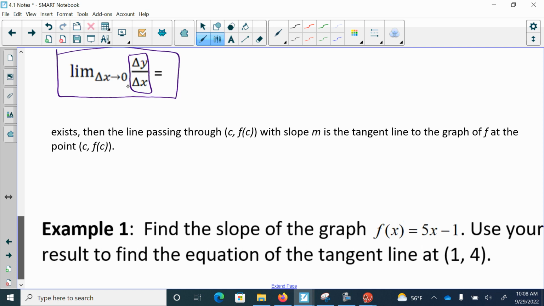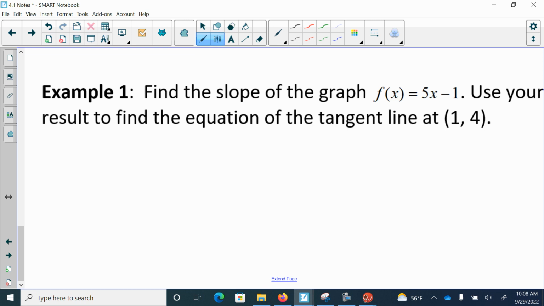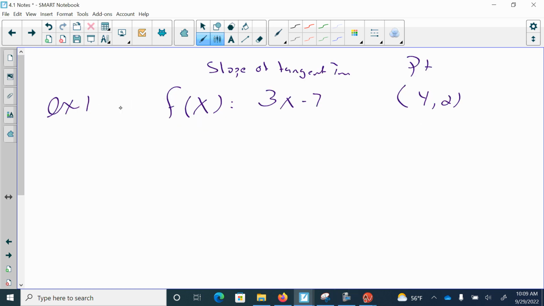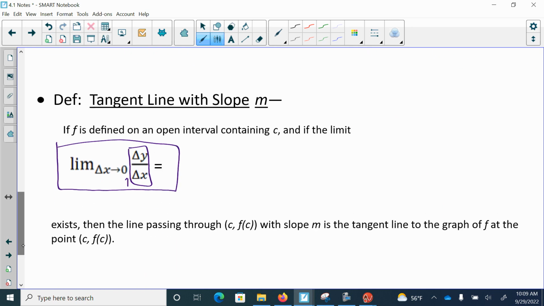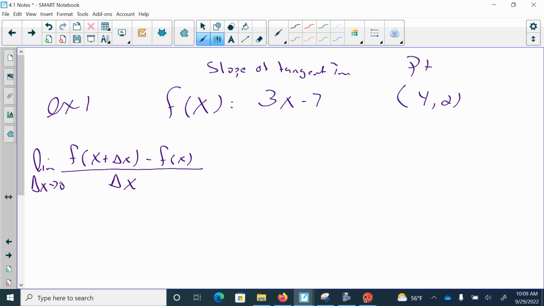So I'm going to find the slope of the tangent line. I'm going to go back to that formula, the difference of the y's over the difference of the x's. In order to do that, I'm going to have to find f of x plus delta x minus f of x, all over delta x. I'm going to take the limit as delta x approaches 0. Is everyone with me?